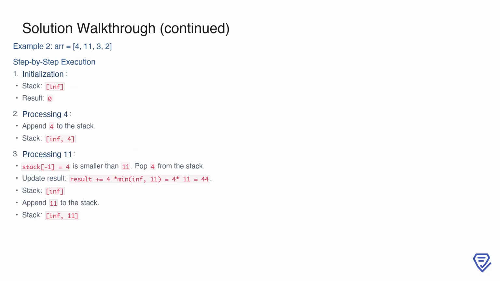In this example, we start with the same initialization, a stack containing infinity and a result of 0. As we process the first value, 4, we append it to the stack. The stack now looks like INF, 4. Next, we process 11. Since the top of the stack, 4, is smaller than 11, we pop 4 and calculate 4 times min(INF, 11), which equals 44.